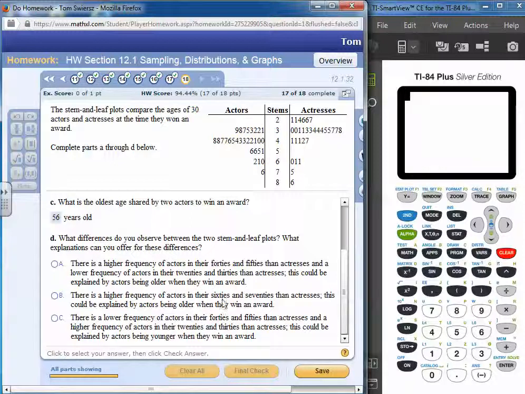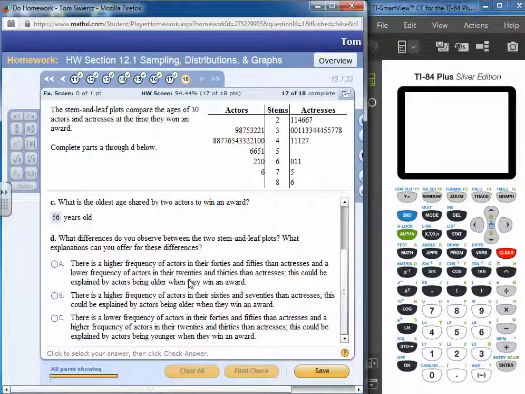There's a highest frequency of actors in their 60s and 70s. That's definitely false because it's in the 30s and 40s. So B is false. So let's move on to C. There is a lower frequency of actors in their 40s and 50s than actresses. No, there is a higher frequency, right? Because there are a lot more values for the actors than the actresses in their 40s and 50s.